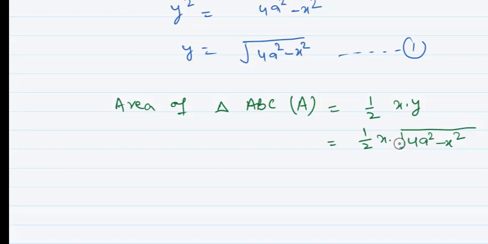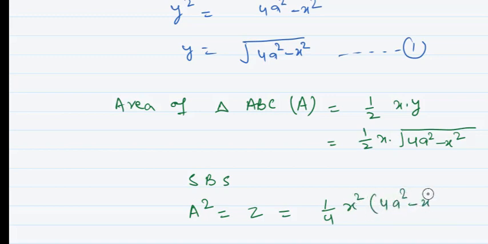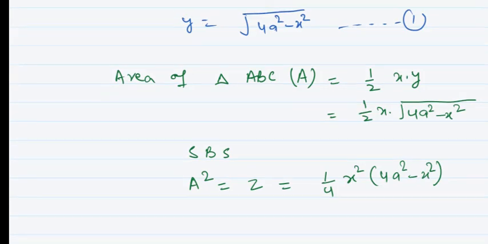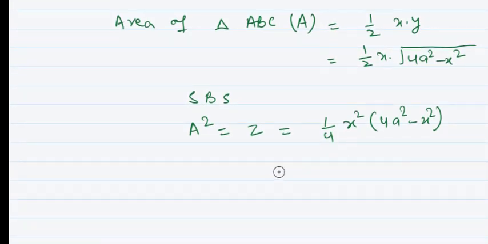So let us apply squaring both sides to make the function easier, so that we can calculate the derivative very easily. Clearly it will be A square. Let me rename this A square as z. Okay, let us say, you may take any other name also. So it is 1 by 4 x square into 4a square minus x square. This step is not going to change your result.